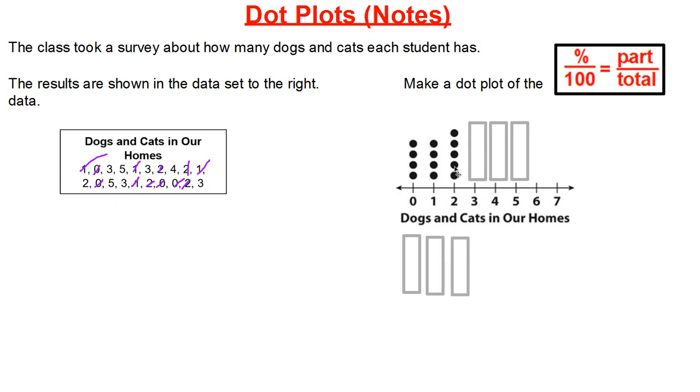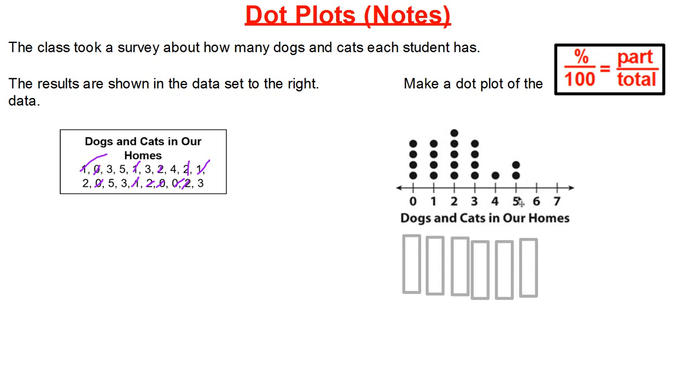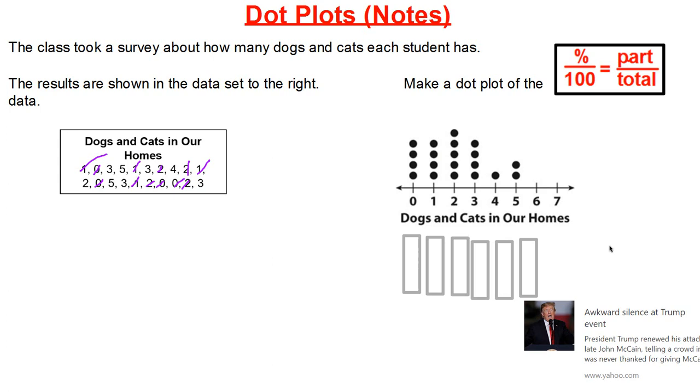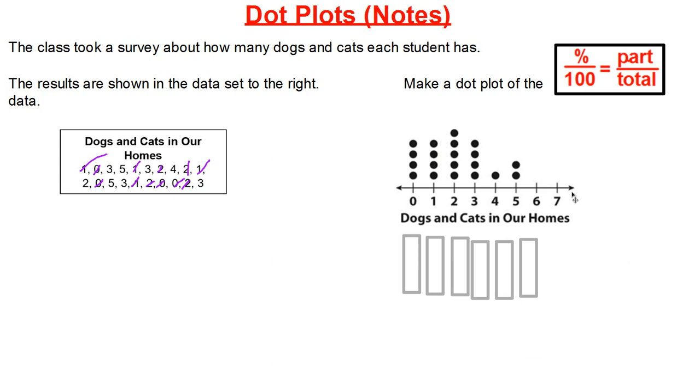So 1, 2, 3, 4, 5 people have 2 pets. 1, 2, 3, 4 people have 3 pets. 1 person has 4 pets. 2 people have 5 pets. 0 people have 6 pets, and then 0 people have 7 pets. And that's basically it.